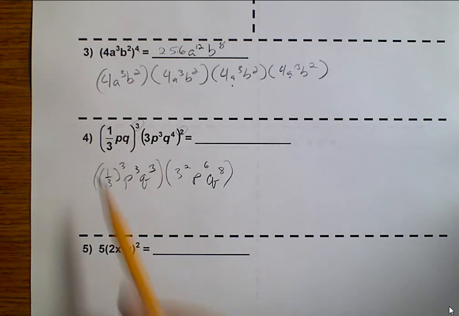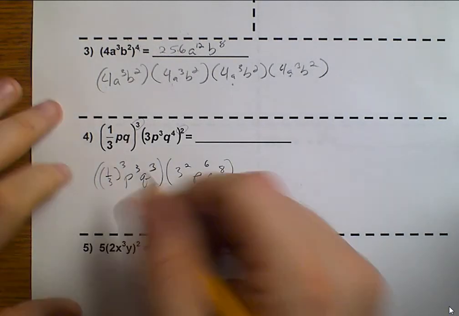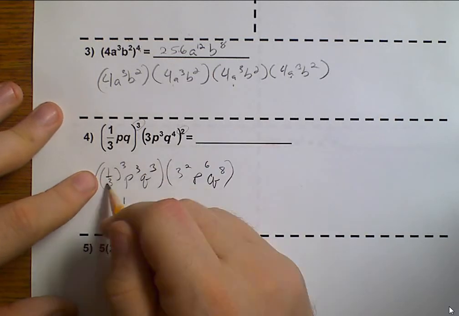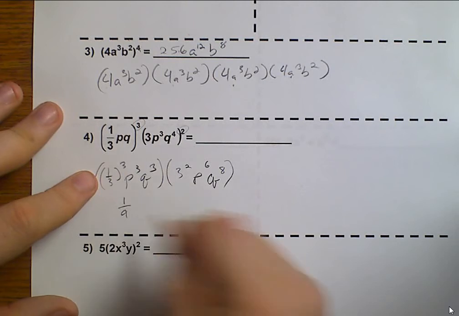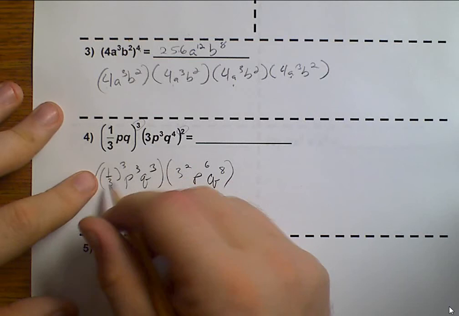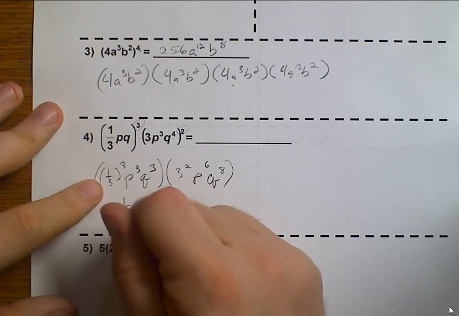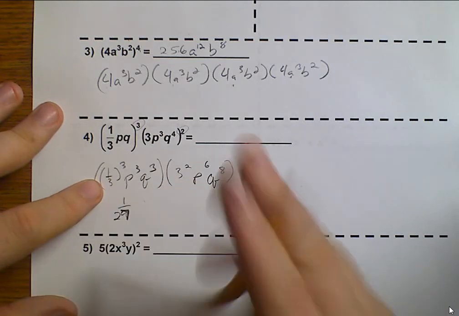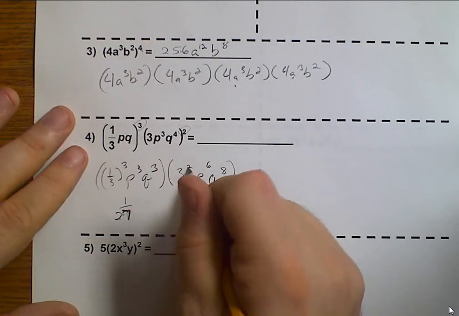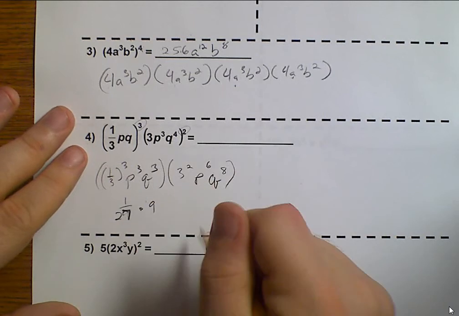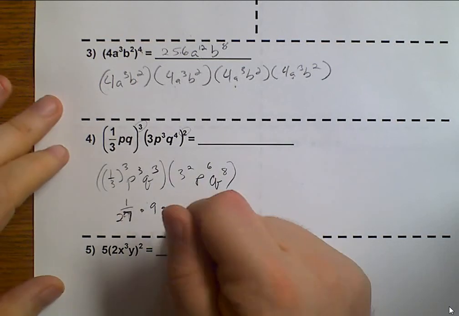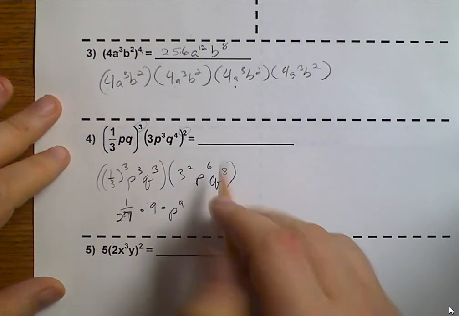Well, 1/3 cubed is 1 times 1 times 1 over 3 times 3 times 3. 3 cubed makes 9. Well, 3 squared makes, 3 cubed makes 27. Not 9, but 27. 3 squared makes 9. And now we combine our p's. 3 and 6 make p to the 9. 3 and 8, 8, 9, 10, 11.